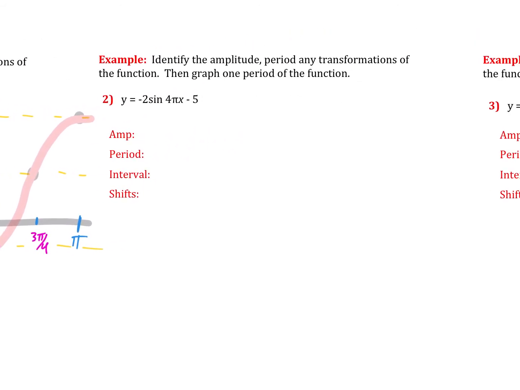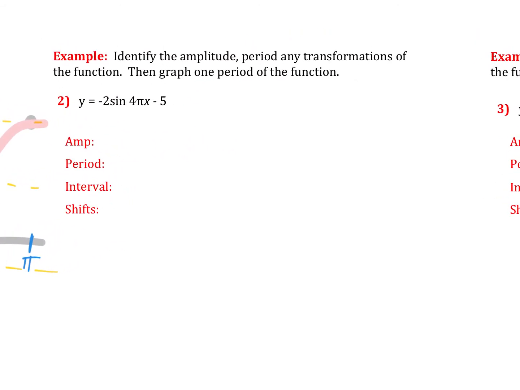All right, number 2. Identify the amplitude, period, any transformations of the function. All right, my amplitude was 2. The period comes from the b value. So I have 2 pi divided by 4 pi. Pi's cancel. 2 over 4 is 1/2. The interval is 1/2 divided by 4. Well, since 1/2 is a fraction already, I'm going to actually multiply it by 1/4. That's going to give me 1/8.